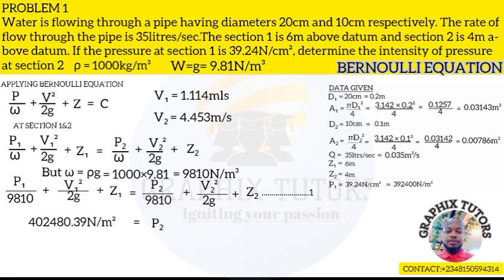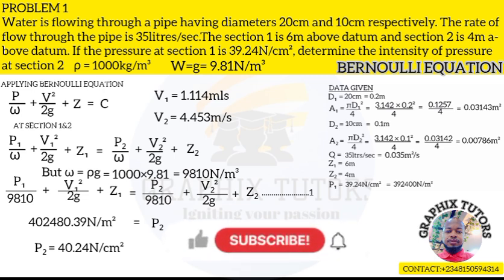Converting it back to centimeter, you divide by 10,000, and that will be 40.24 Newton per centimeter square. So it means that the pressure intensity at section 2 is 40.24 Newton per centimeter square, right? Or 402,480.39 Newton per meter square, any of the two. Then at section 1, we already know what it is. So this is what we have there.